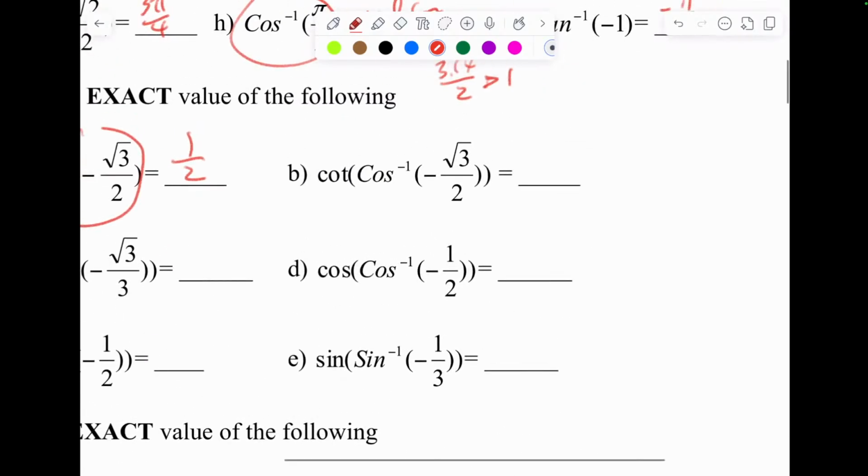Josiah, you ready? What's cosine inverse of negative root 3 over 2? 5 pi over 6. Good. Cotangent of 5 pi over 6 is what?